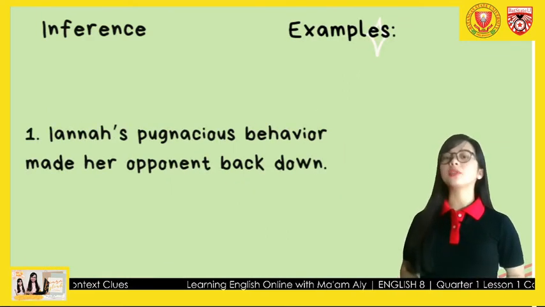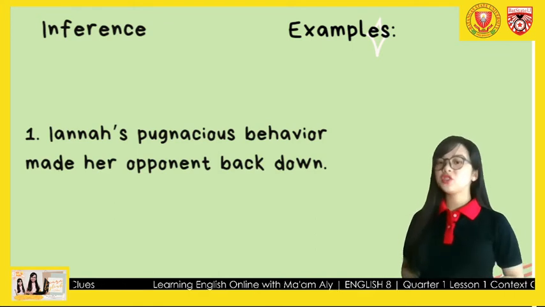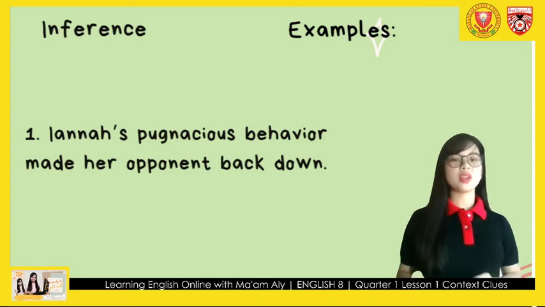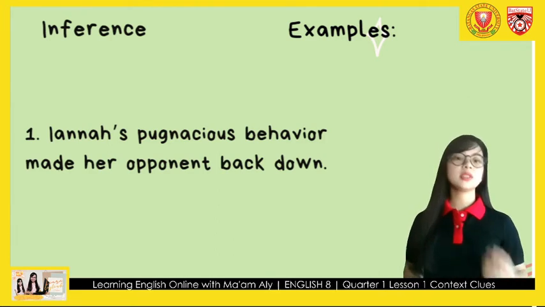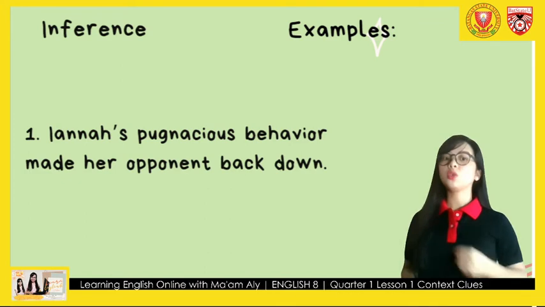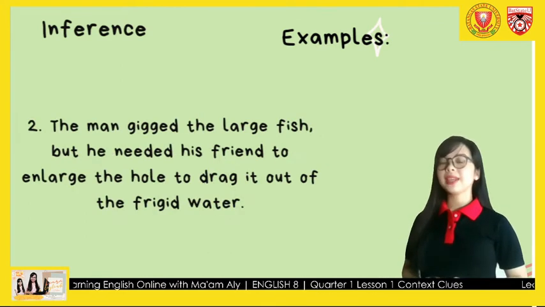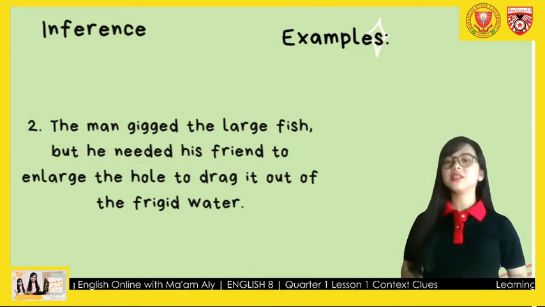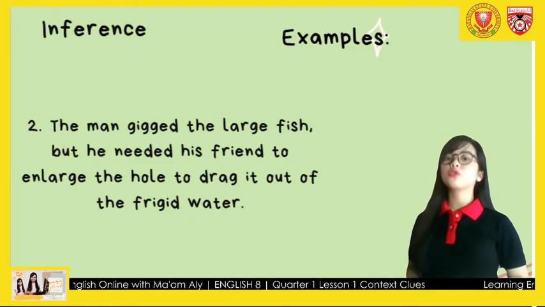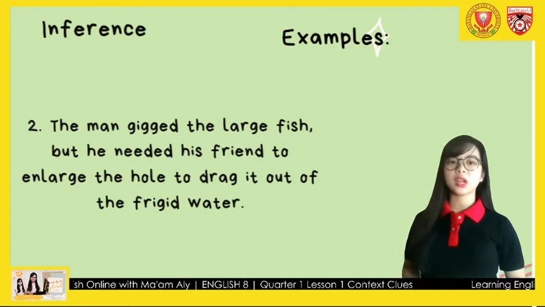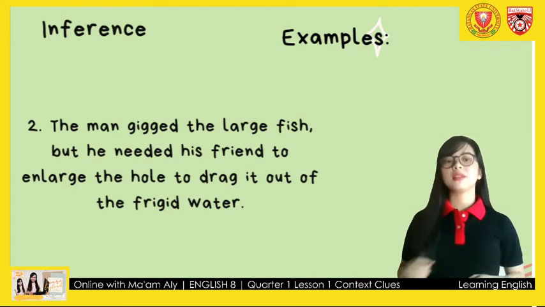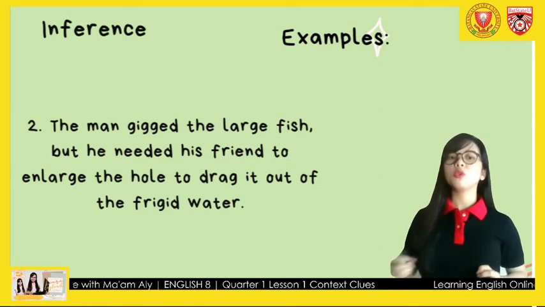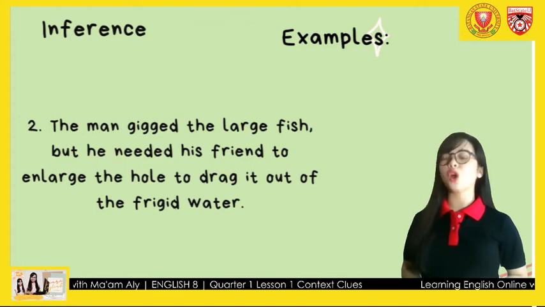Let's have examples. First, Iyana's pugnacious behavior made her opponent back down. In this sentence, since Iyana is aggressive and combative, her opponent was intimidated, reason for her not to argue with her anymore. Second example, the man gigged the large fish, but he needed his friend to enlarge the hole to drag it out of the frigid water. In this example, the man caught a large fish with the use of multi-pronged spear, which makes it hard for him to drag it out of the water.